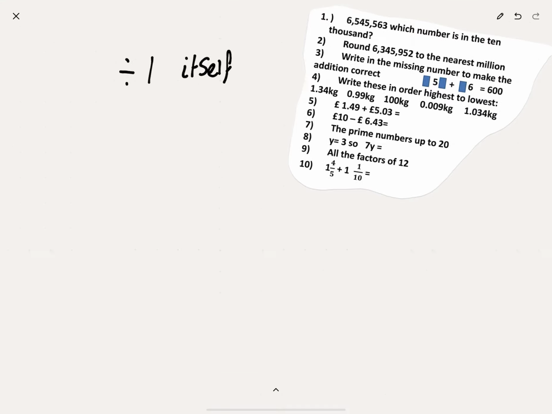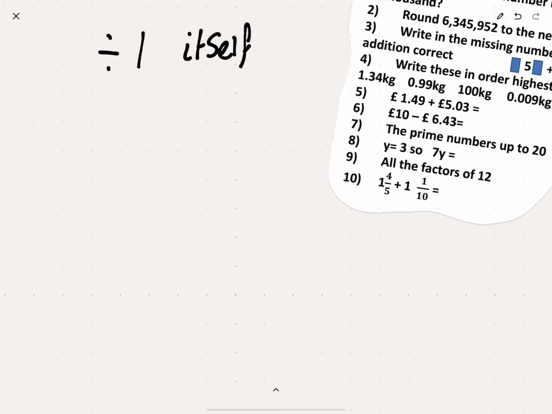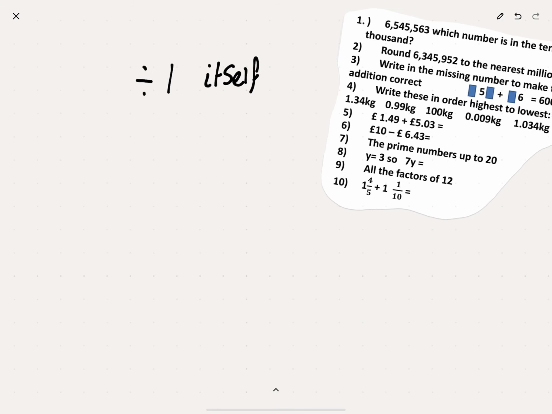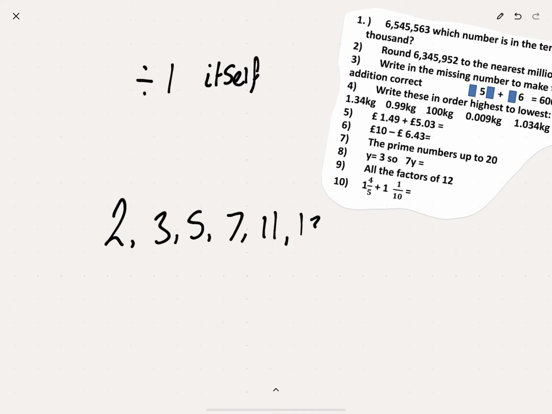The prime numbers up to 20. So a prime is a number that is only divisible by 1 and itself. We have done these loads and loads. They've come up loads of times in these daily questions, but the more you know them, the better, because you might get asked. If you get asked, it's always useful to have, isn't it? So, 2, 3, 5, 7, 11, 13, 17, and 19.